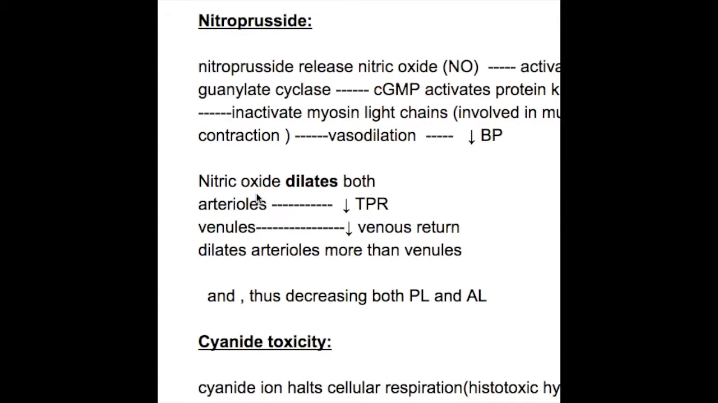What does the nitric oxide dilate? It dilates both arterioles and venules. Dilatation of arterioles decreases the peripheral resistance, which decreases the afterload. And dilatation of the venules decreases the venous resistance, and that decreases the preload. So nitroprusside decreases both afterload and preload, but it dilates arterioles more than the venules, so it decreases afterload more than the preload.